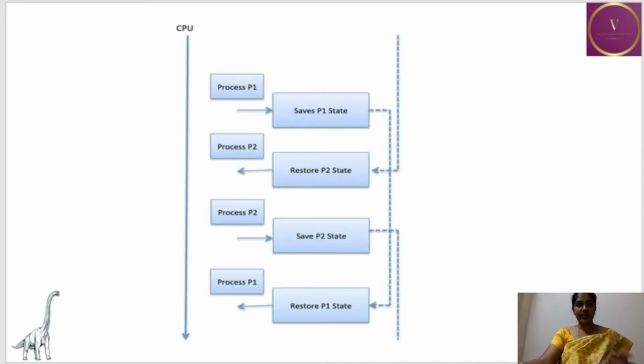So this is the diagrammatic representation of context switching. When the CPU has process 1 and moves to process 2, the state of process 1 will be saved in its own PCB, and the state of process 2 will be loaded to the CPU. When the work of process 2 is finished, the state of process 2 will be saved in PCB 2, and the state of process 1 will be restored to execute process 1.